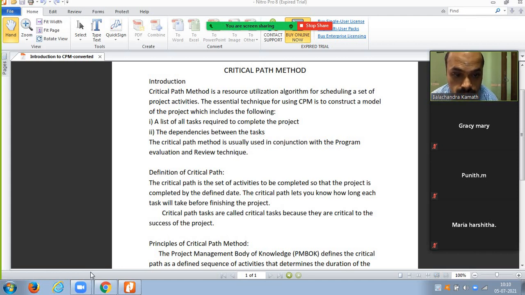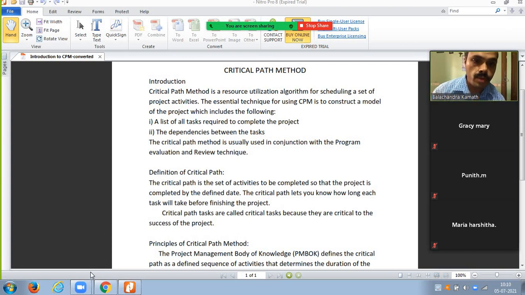The critical path method is usually used in conjunction with the program evaluation and review technique. So let's try to understand what is this critical path method and program evaluation and review technique. These two are project management tools. So you take any project, let's say a construction project or any project which you are taking up in a software industry, suppose a software development project. So all these projects have a set of tasks.